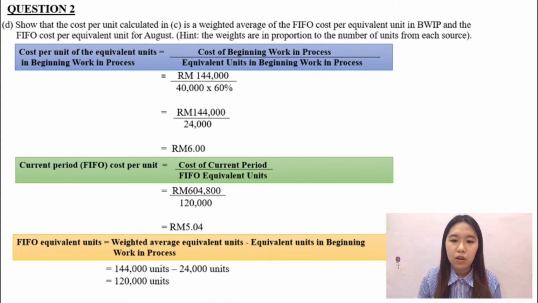FIFO equivalent units of 120,000 units equals weighted average equivalent units of 144,000 units minus equivalent units in beginning work in process of 24,000 units. After finding the FIFO equivalent units, we can calculate the current period FIFO cost per unit by dividing the cost of current period of 604,800 ringgit Malaysia by the FIFO equivalent units of 120,000 units. The result in current period FIFO cost per unit is 5 ringgit and 4 cents.